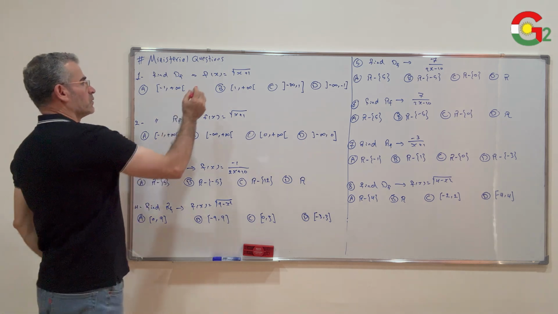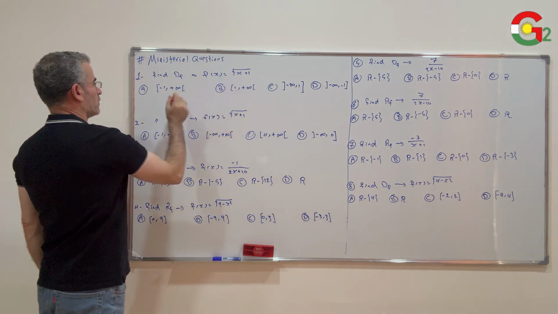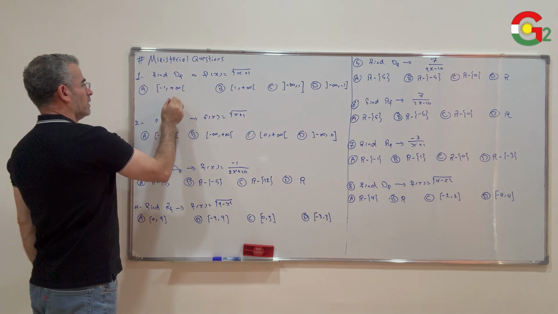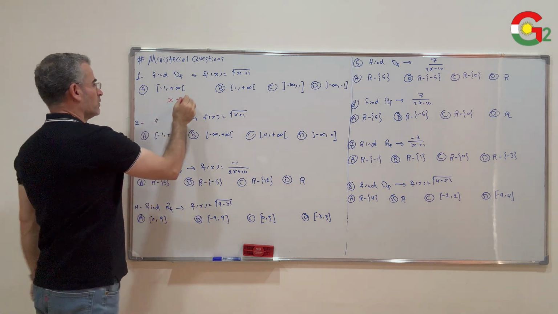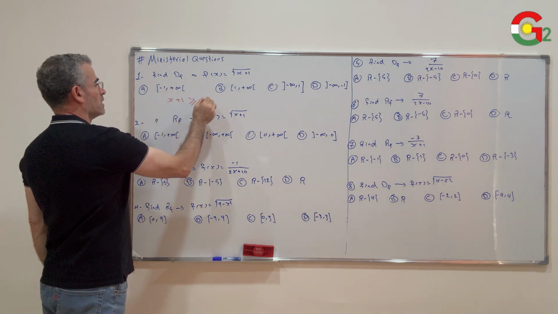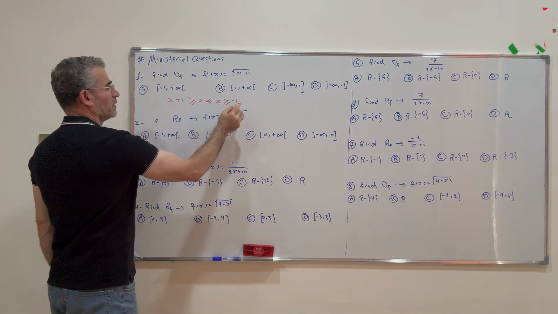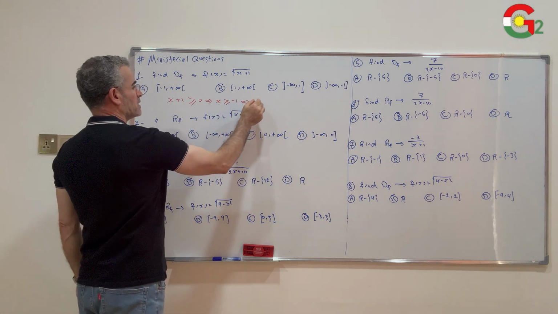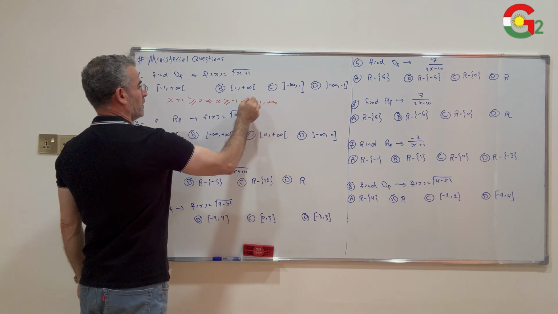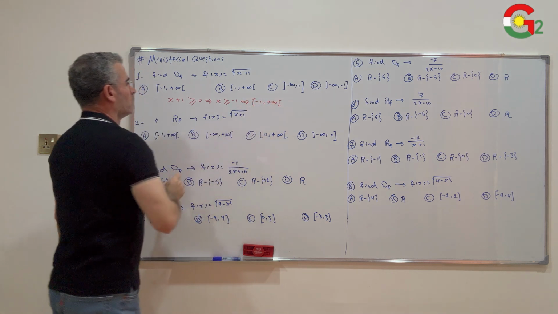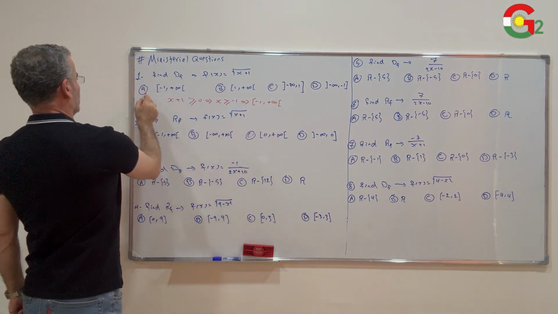To find the domain of the square root, I'll set the term under the square root greater than or equal to 0 and solve this inequality. Then x is greater than or equal to -1, so the domain is -1 to positive infinity. Choice number A.